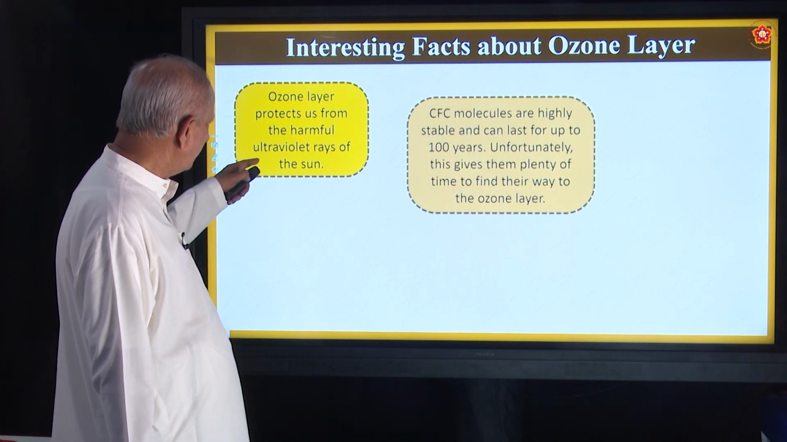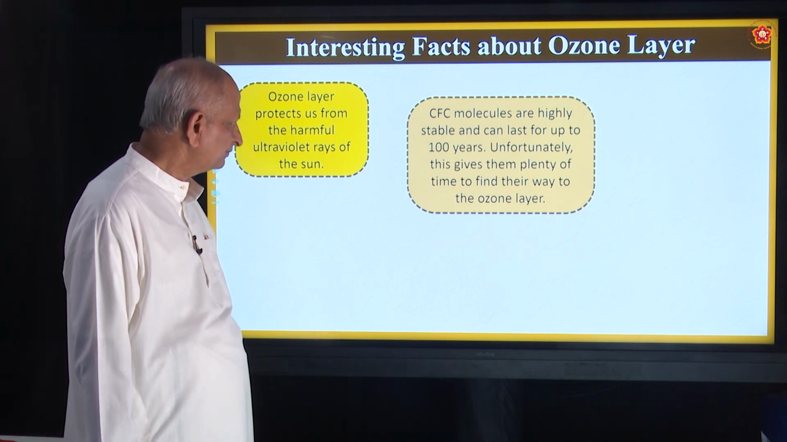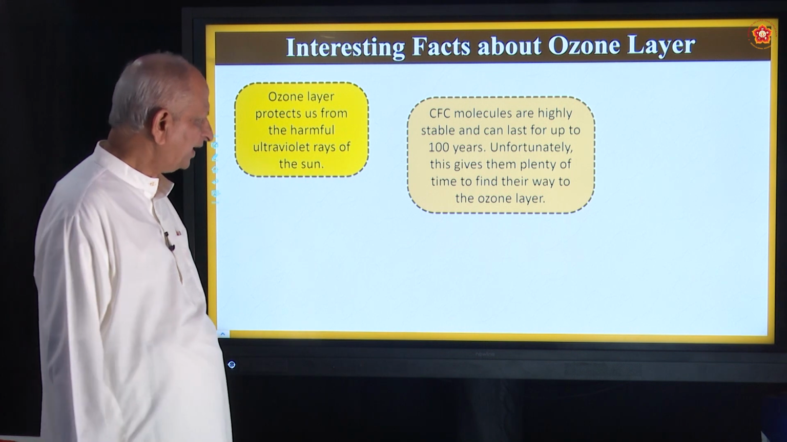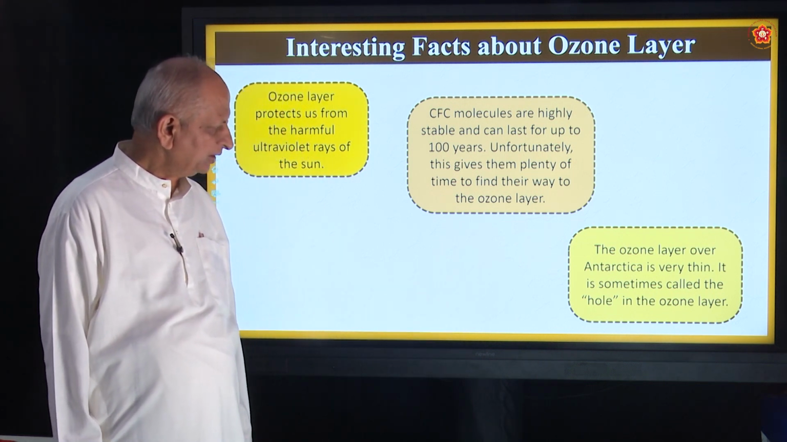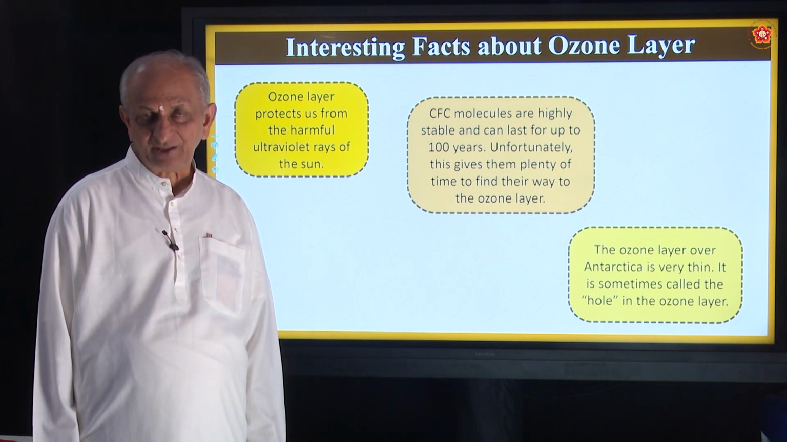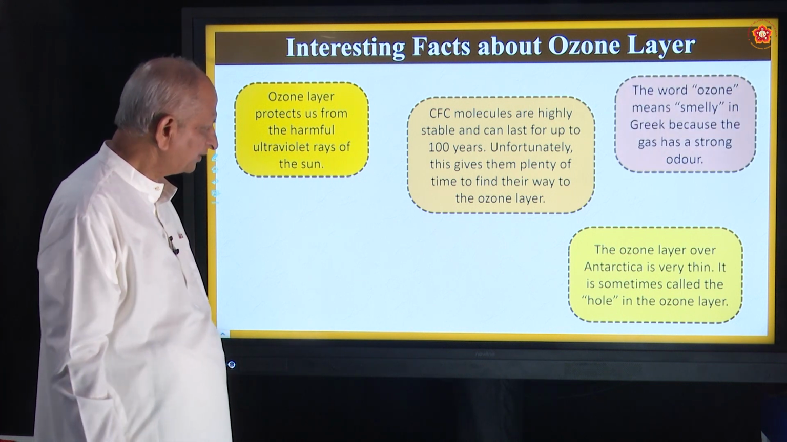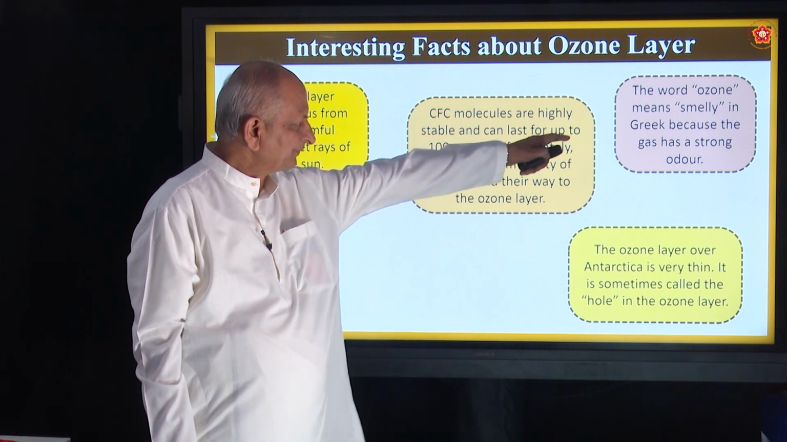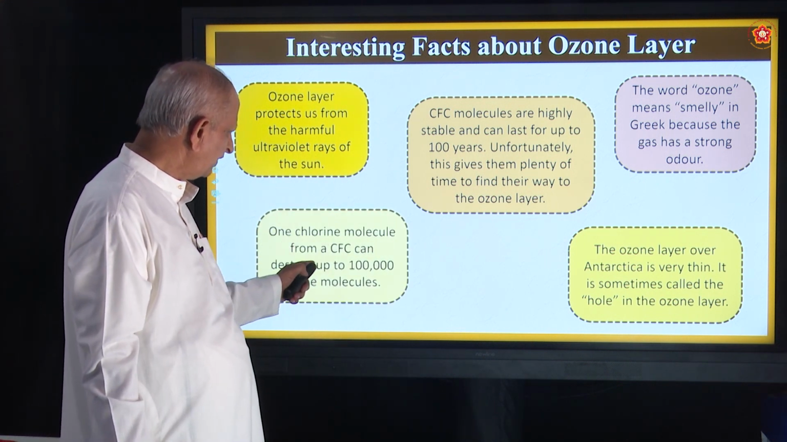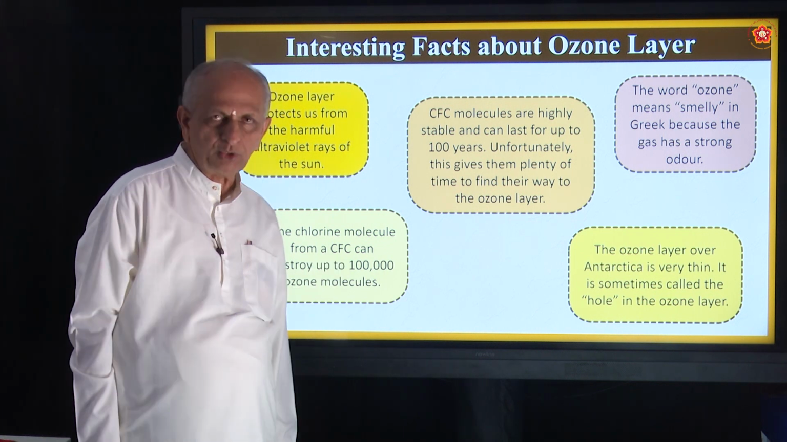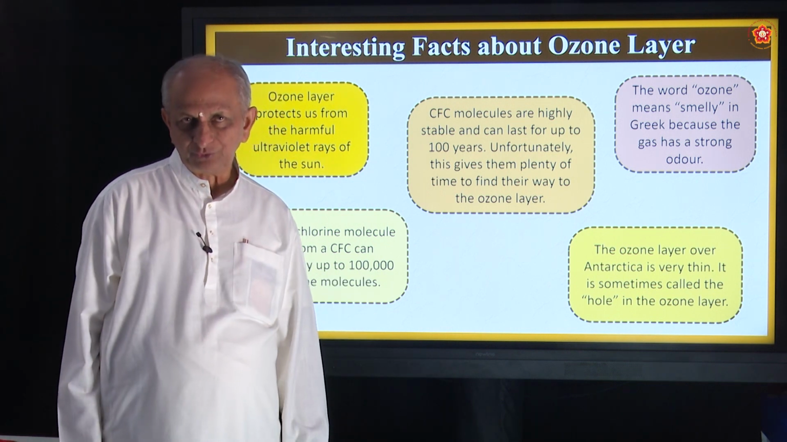The ozone layer protects us from the harmful ultraviolet rays of the sun. CFC molecules are highly stable and can last for up to 100 years. Unfortunately, this gives them plenty of time to find their way to the ozone layer. The ozone layer over Antarctica is very thin. It is sometimes called the hole in the ozone layer. Antarctica and Arctica you might have heard about, the top and bottom of the Earth's globe. There it has created a hole. The word ozone means smelly in Greek, because the gas has a strong odor. One chlorine molecule from a CFC can destroy up to 1 lakh ozone molecules. So, big holes are made.